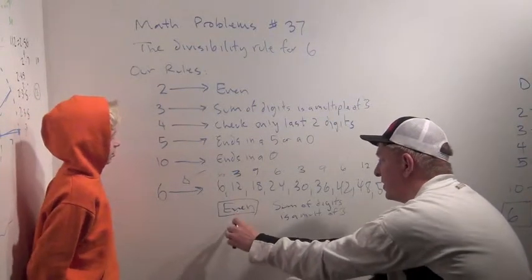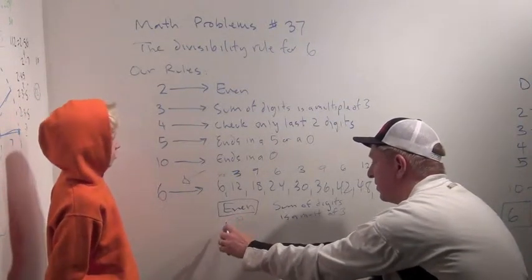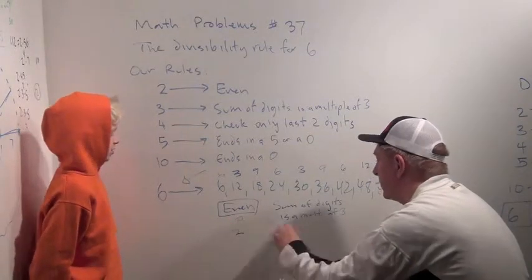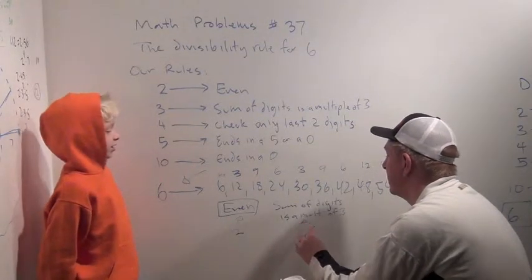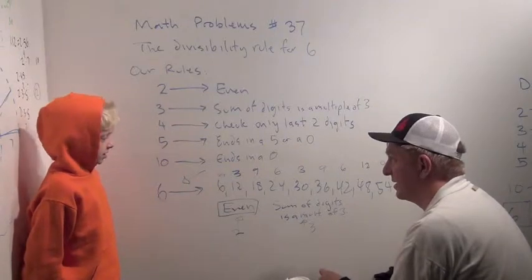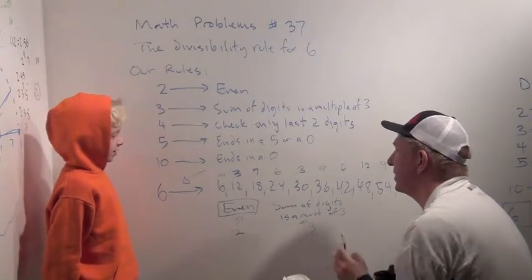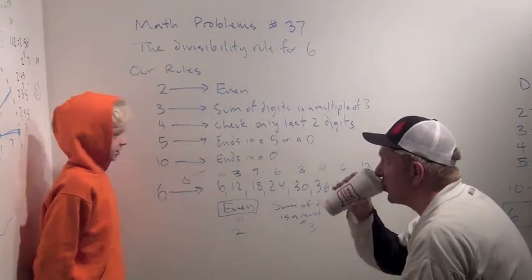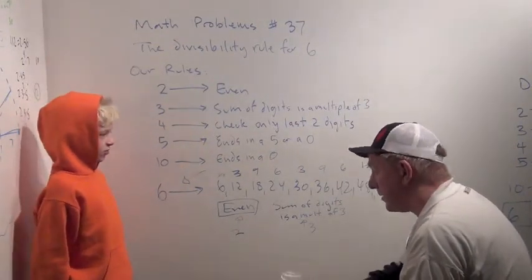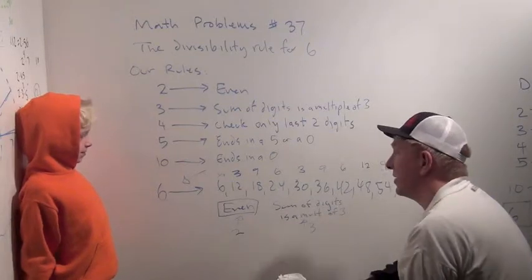Which rule was this, the even one? This was a rule for the multiples of 2. This is a rule for multiples of 3. How does 6 relate to 2 and 3? Well, 6 is even, and 6 is also a multiple of 3. 6 is 2 times 3.